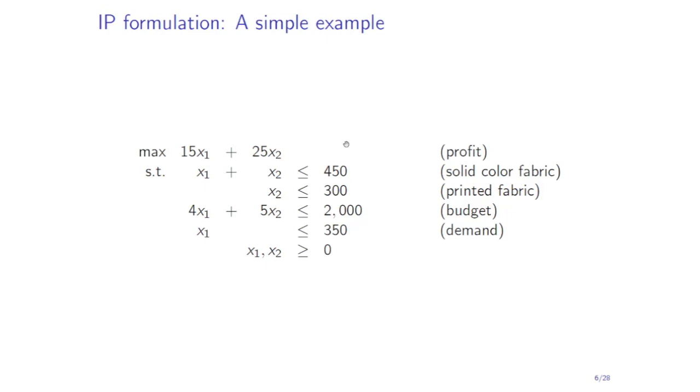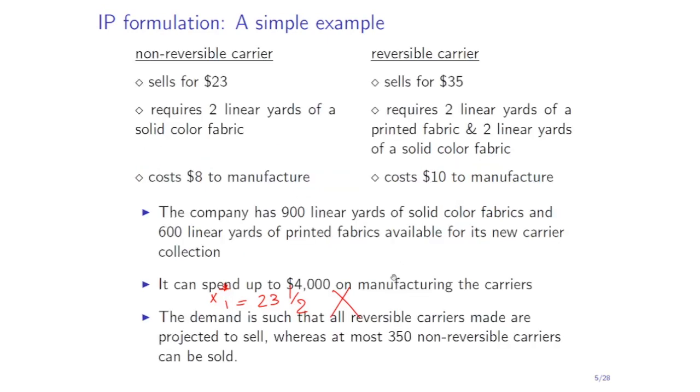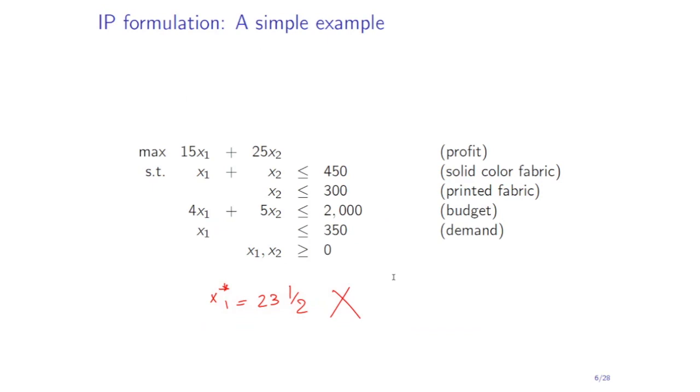But the truth is, in reality, if you formulate a problem like this and you solve it and get a value like x1 star is 23 1/2, it makes no sense, okay? Because x1 represents the number of non-reversible carriers. So what does it mean that you have a 1/2 carrier? Nobody is paying for a 1/2 carrier. It is not functional. So naturally, x1 and x2 must be integers. Okay, this is the first application of integer programming. So in physical words, some of your variables must take on integer values. Okay, the simplest and the most intuitive application of integer programming.